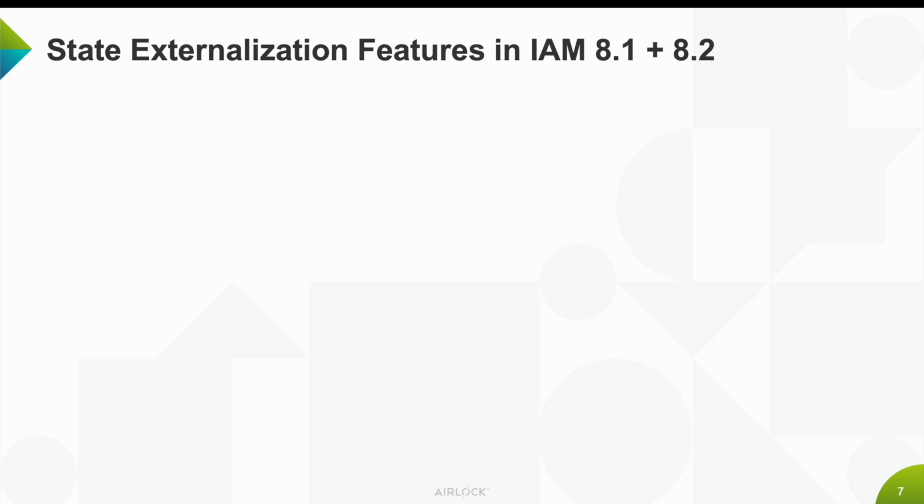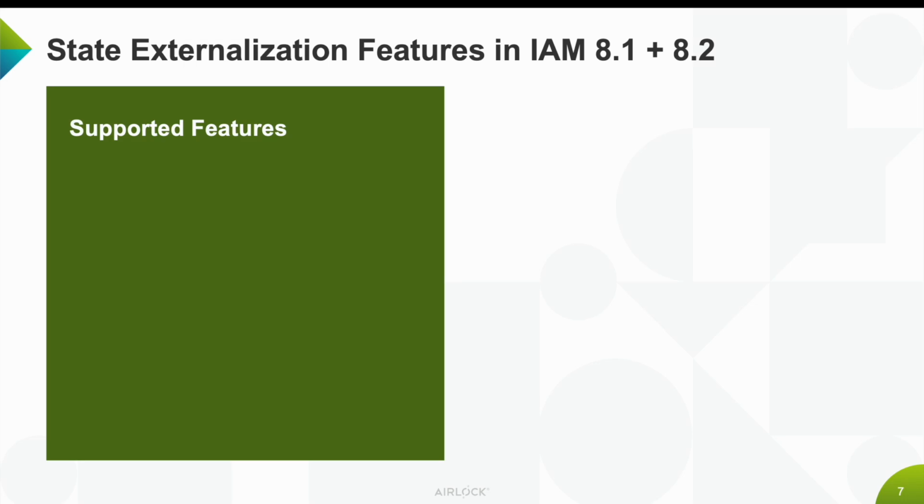So what features do we support with this state externalization? It's about the login app, the admin app, and the transaction approval modules. These are the three modules where we think horizontal scaling and always up is very important. So we implemented the feature for these three IAM modules, but not for the other ones. I will come to that later.